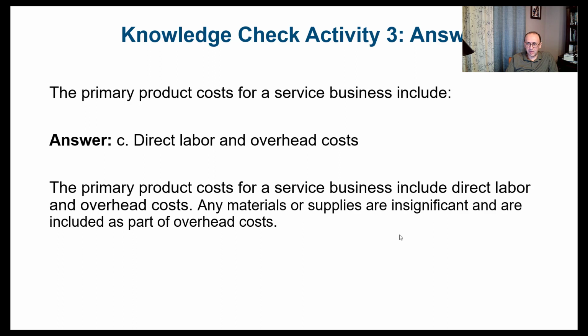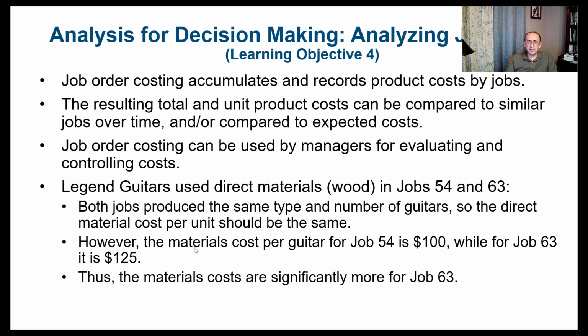So again, any materials or supplies are insignificant and are included as part of overhead cost. Alright, in the last part of this chapter, let's do some analysis for decision making. And here we're going to see how we analyze job cost. Job order costing accumulates and records product costs by jobs.